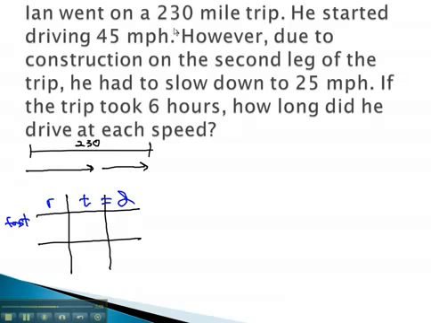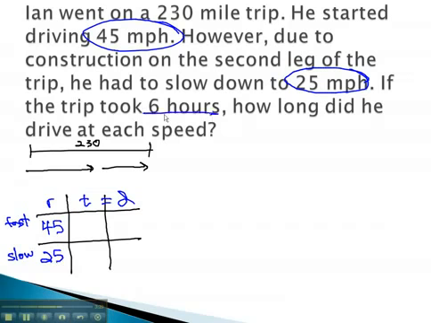And when he was going fast, he was driving 45 miles per hour. When he had to slow down, it was 25 miles per hour. His total trip took 6 hours. Again, we used t for the first time, and total minus t, or 6 minus t for the second time. Multiplying, the first leg of the trip is 45t. The second leg is 25 times 6 minus t.